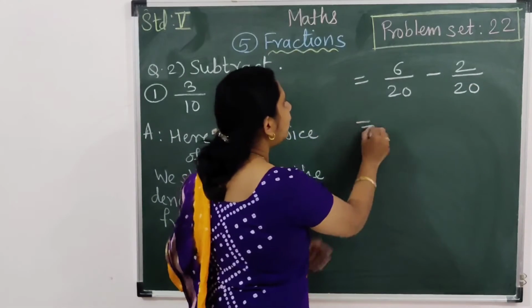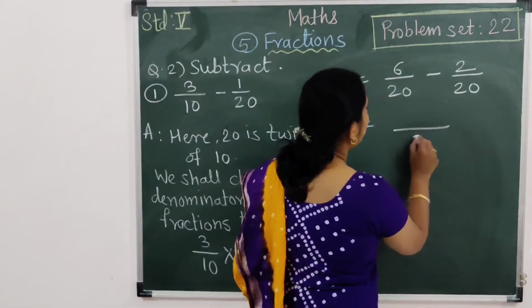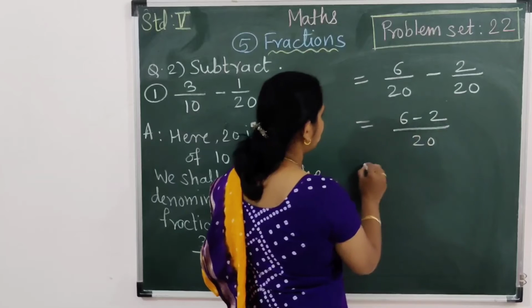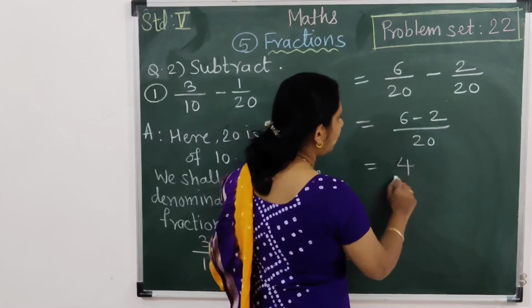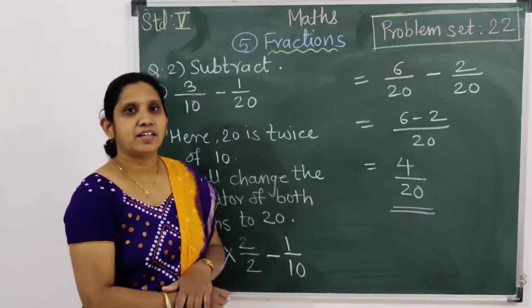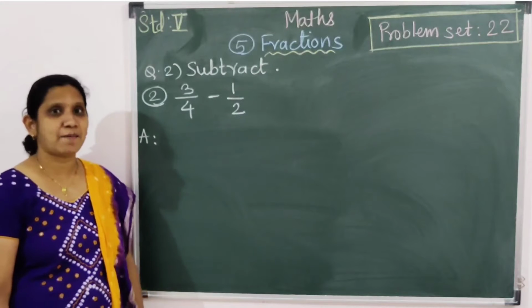Alright. Now here we got the denominator the same. So we'll write that only once. In the numerator we'll write 6 minus 2. 6 minus 2, 4 upon 20. This is our final answer. Is that clear? Students, let us see the second example.